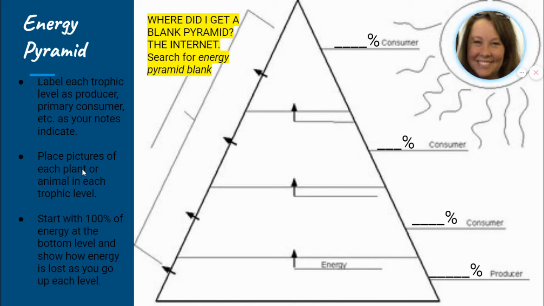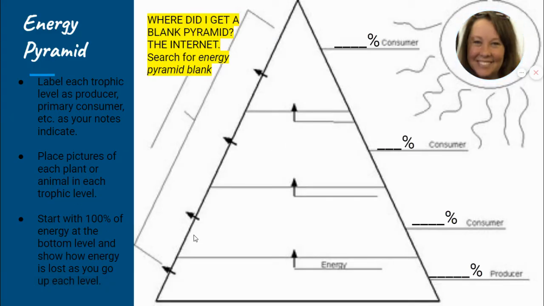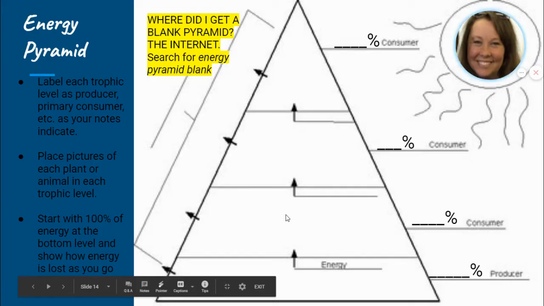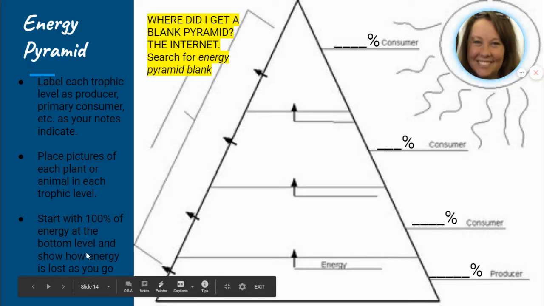Place the pictures of the plants and animals. So like all the plants and animals in your previous slides, copy them and paste them into each one of these. So if it's a producer, it's a plant, it goes down here. If it's a primary consumer, it goes in this level, etc. And then start with 100% of the energy at the bottom level. So you put 100% here and then only transfer up 10% each way. So you can look at your notes for that because all the answers are in there.